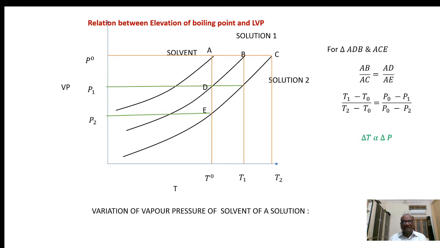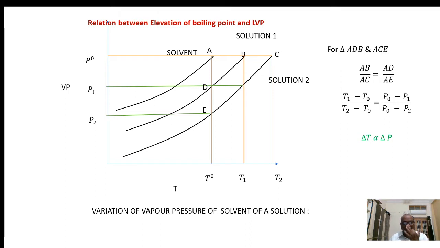It is the difference between the vapor pressure of a solvent and the vapor pressure of a solution in which a non-volatile solute is dissolved, at the same temperature. That is called lowering of vapor pressure. Elevation of boiling point, once again, let us see what it is. It is the difference between the boiling point of the solution and the boiling point of the solvent. The boiling point of the solution is greater than the boiling point of the solvent because the vapor pressure of the solution is less than the vapor pressure of the solvent.